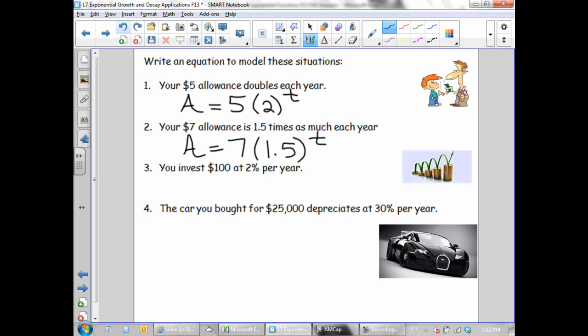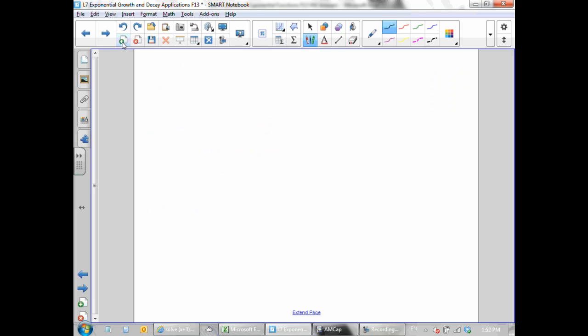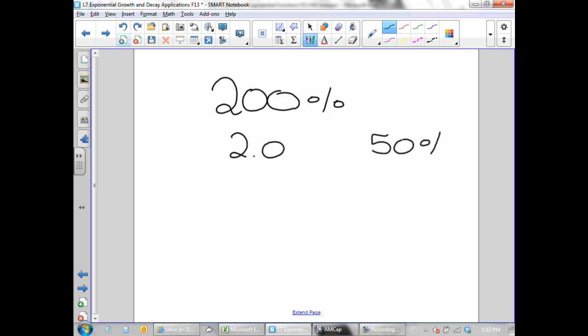Okay, not bad. Now I need to check something. This is not in your note. But this is one of those things that you should know how to do or you're going to have trouble. Who can tell me how to write 200% as a decimal? Let's write 200%, Nicole, as a decimal. 2.0. Let's write 50% as a decimal. Help me out. How do we write it, Matt? It's 0.5. Okay. What about 2.5%?